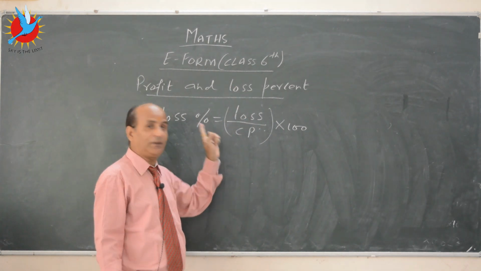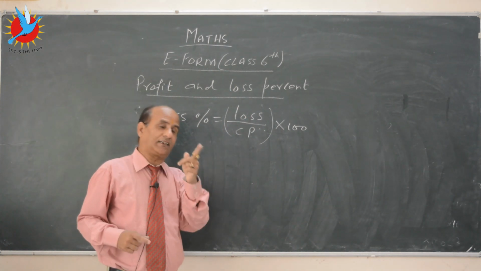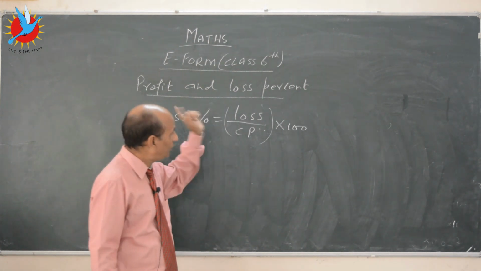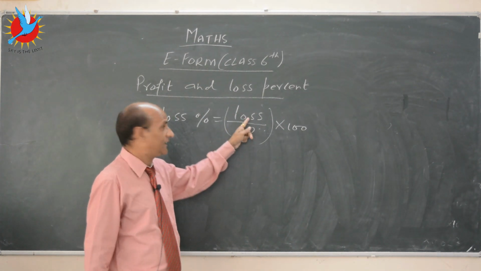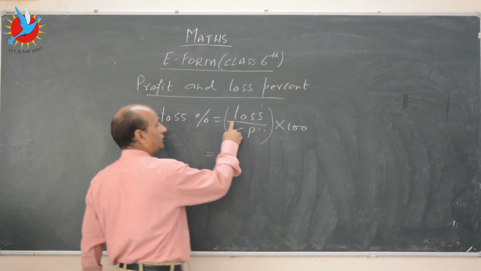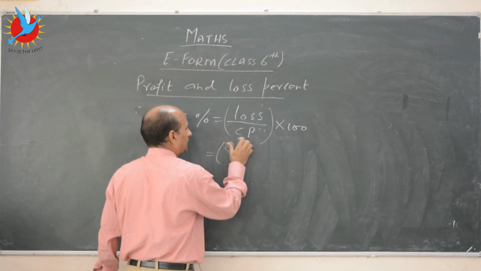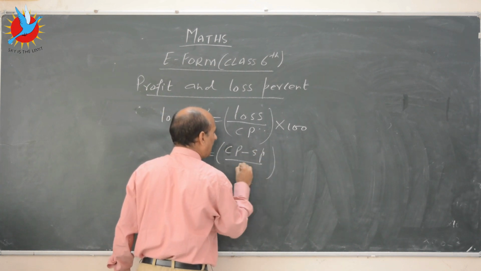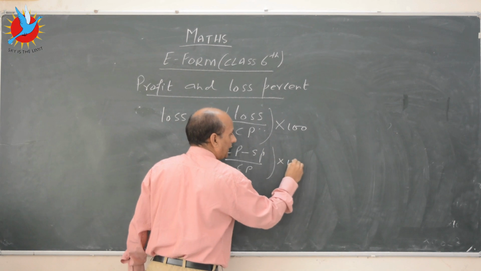Loss is CP minus SP. It means first you check whether CP is greater than SP. If the CP is greater than SP, then you have a loss. Then in that case you can calculate the loss percent. So put in these values. Loss is equal to CP minus SP, divided by CP, multiplied by 100.